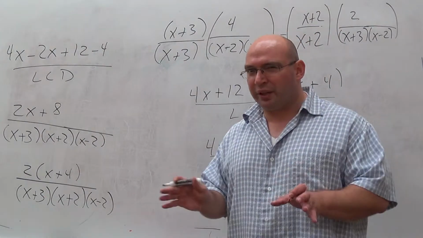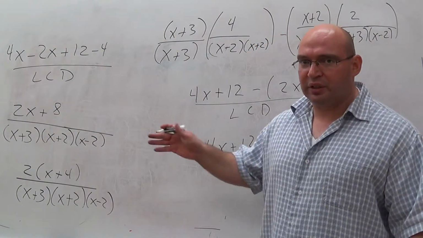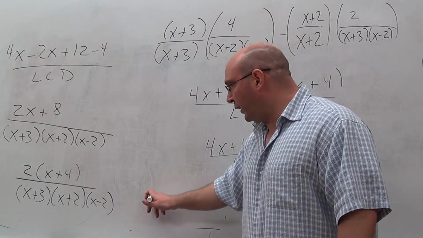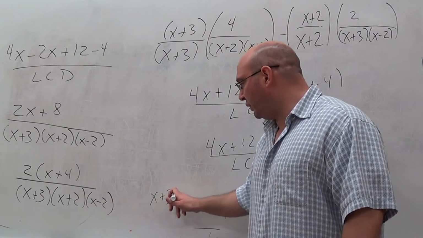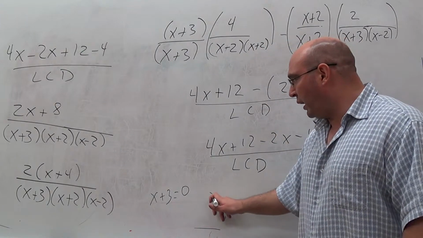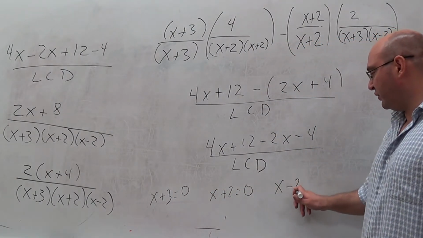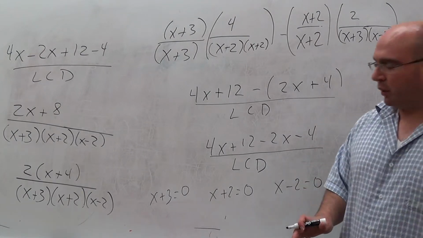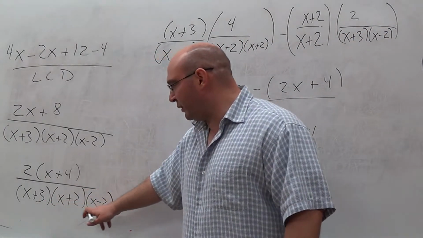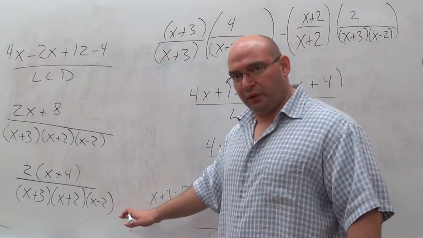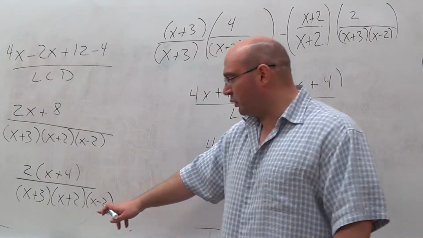So what we're going to do is we're going to set our denominators to 0. I touched on this before. We're going to go ahead and just do this one now. So I know that x plus 3 is equal to 0. I can go x plus 2 is equal to 0, or x minus 2 is equal to 0. Now essentially what I'm doing is I'm saying this times this times this. If any one of those are 0, then this whole thing's going to 0. So this is 0, or this is 0, or this is 0.